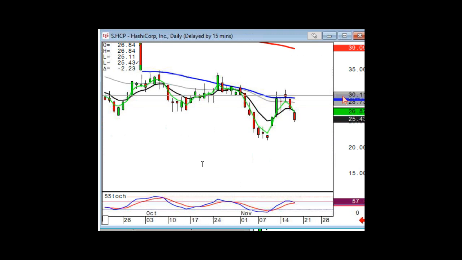Observe the obvious. Where did they fail? Right at a level everybody else was watching, at the 50 that had failed before. First target. Second target.